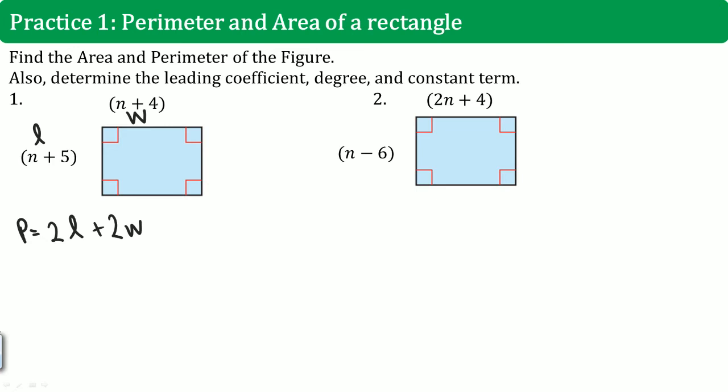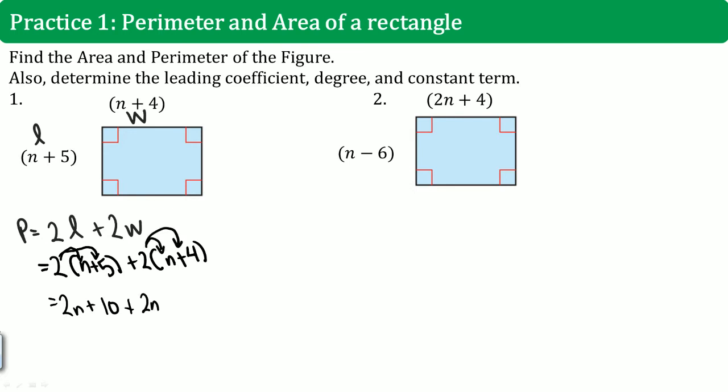So twice the length: 2 parentheses n plus 5 is the length, plus 2 parentheses n plus 4 is the width. Now we distribute. 2 times n is 2n. 2 times 5 is 10. Then we add 2 times n, which is 2n, and 2 times 4, which is 8. Together, you have 2n plus 2n gets you 4n. 10 plus 8 gets you 18. That is the perimeter. Let's look at the area.